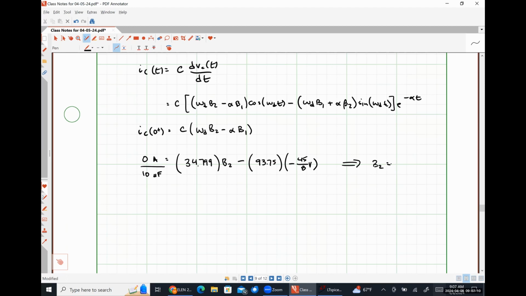So I'm going to have 0 is equal to what I have stored in my calculator, A, which is that 34.799, but I don't want rounding error, times X minus 93.75 times negative 45/8. Yes, that's 1. Solve for X. I get negative 15.154 and some change.